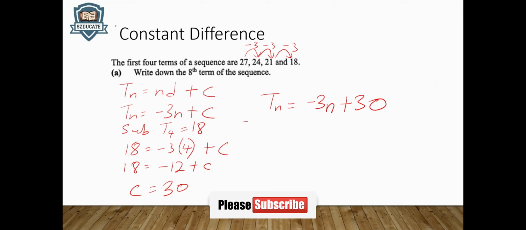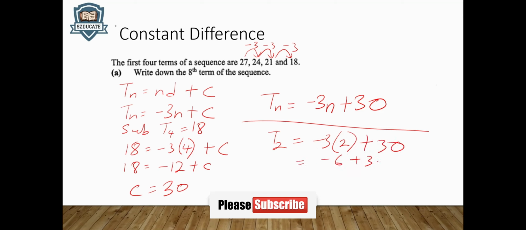Okay, let's check it out. Just now we used the fourth term, so we can't use it again. Let's use the second term. T2 equals negative 3, second term so our n is 2, plus 30. 30 minus 6 gives you 24. All right, it's correct. So always just check one time during the exam.